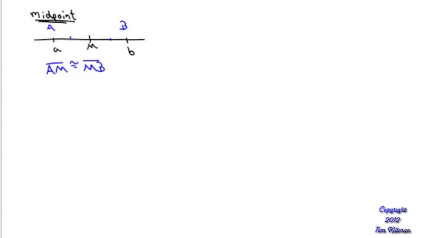People are funny. Add them together, divide by 2. If you wanted to average your test scores, you take 2 test scores, you add them together, and you divide by 2, and that's the middle. So to find the midpoint here, you'd go A plus B divided by 2. This has to equal the coordinate for M.